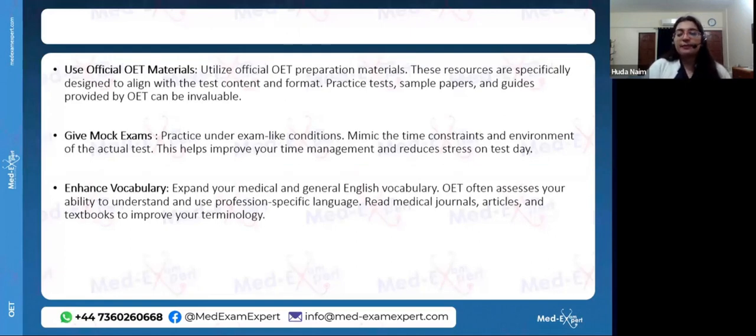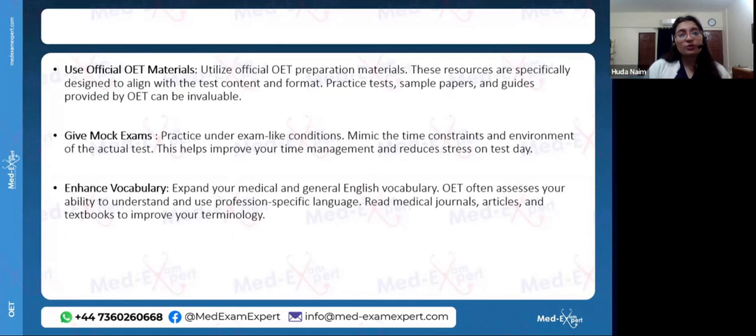Then mock exams, and practice under exam-like conditions. Like I told you, the day you decide to take the OET exam, start preparing under exam-like conditions. Mimic the time constraints and the environment of the exam, try to study in an isolated room, and set a timer for each subtest. That would really help you in improving your time management, and it would help you to reduce the stress on the exam day.